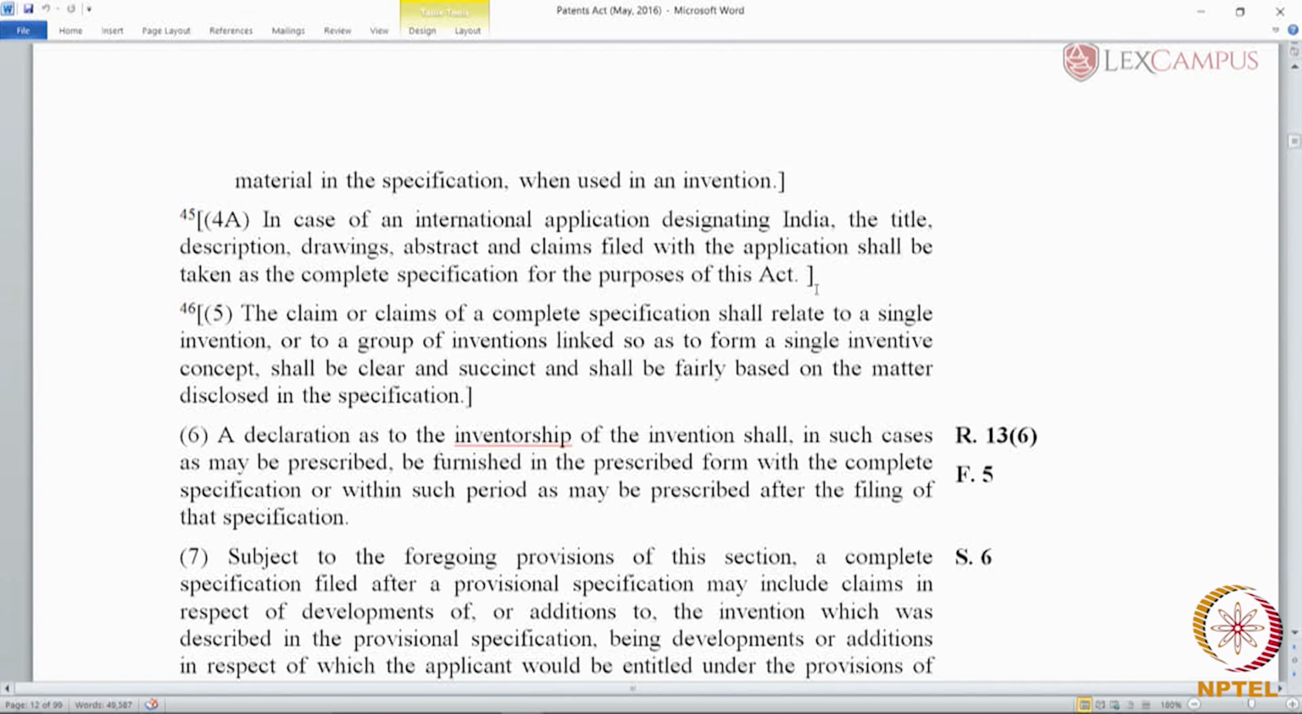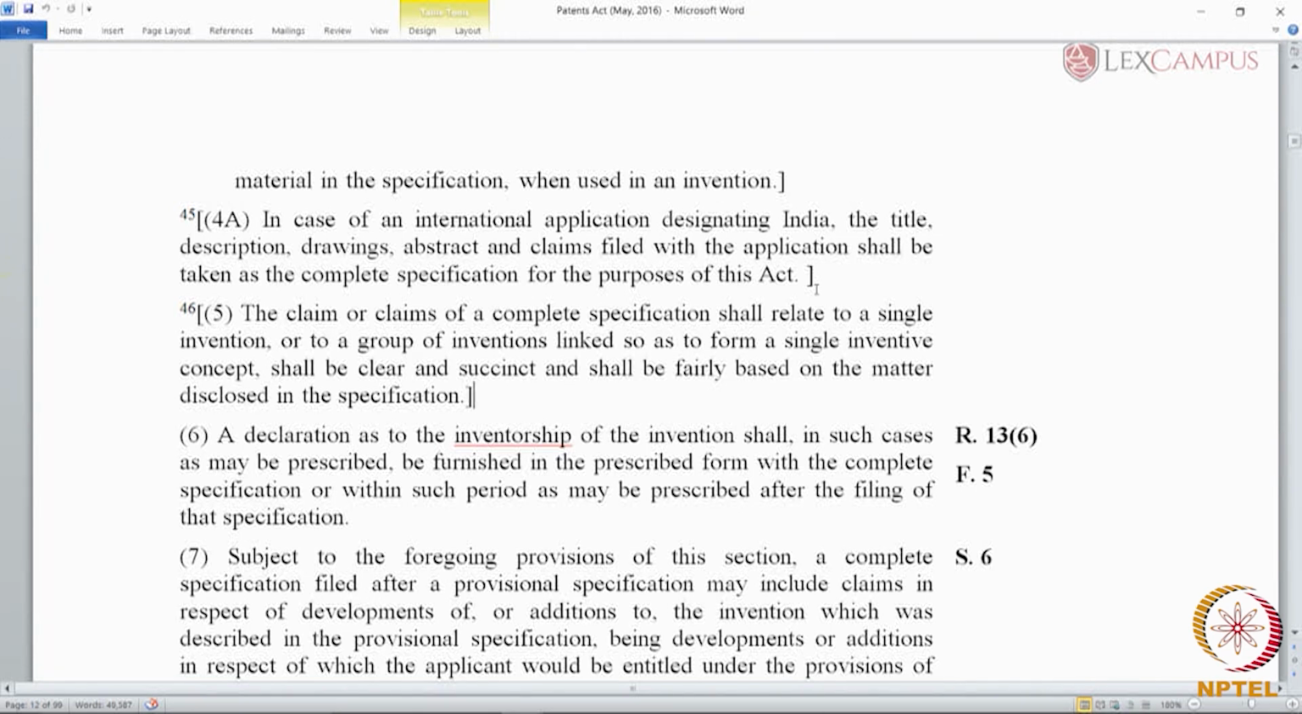Now, assume a case where a patent application goes through the patent office, is scrutinized for all these things and gets granted, and due to oversight some of these requirements are not met, like the claims are not clear and succinct, or the application does not disclose the best method, and the patent office overlooked them and granted the patent.